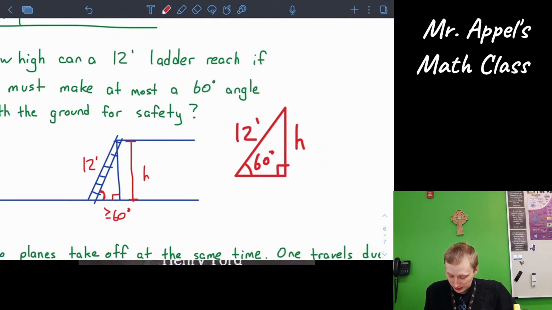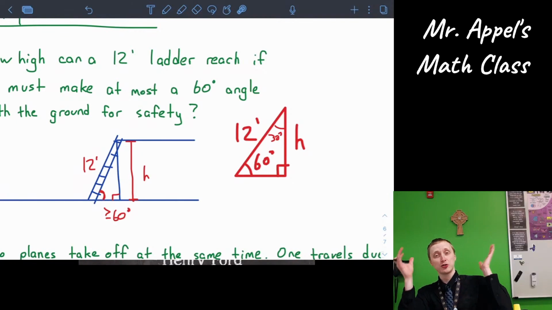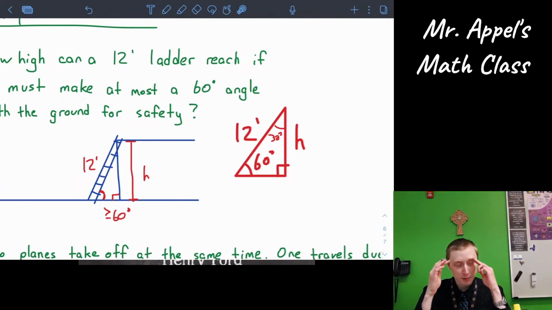So I have some room to draw in there. Right. So that would be 30. And now I just need to find that missing side from my special triangles. If you don't remember this, go back, check your notes until you do. The special shortcut relationships between the sides.